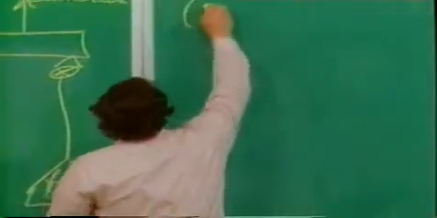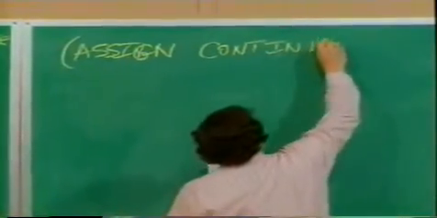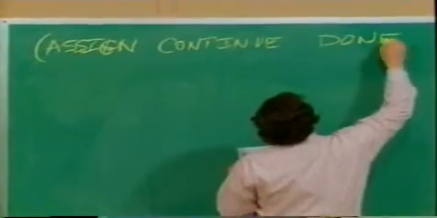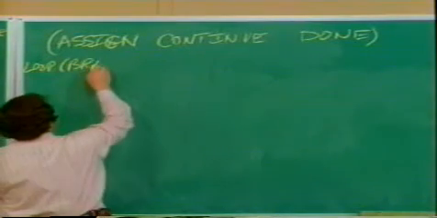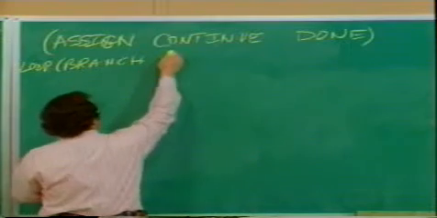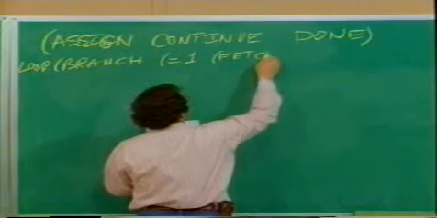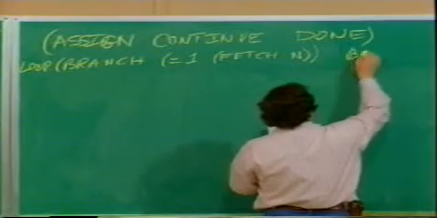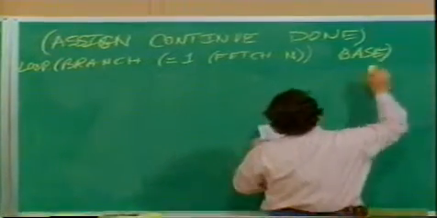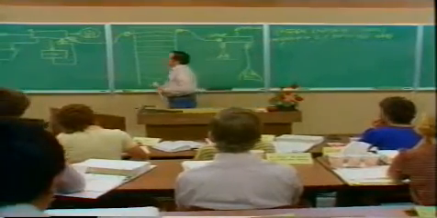Okay? So we have assign, to set up, continue, to done. We have a loop which says branch if equal 1, fetch n. If n is 1, then go to the base step of the induction, the simple case. Otherwise, I have to remember the things that are necessary to perform a subfactorial.